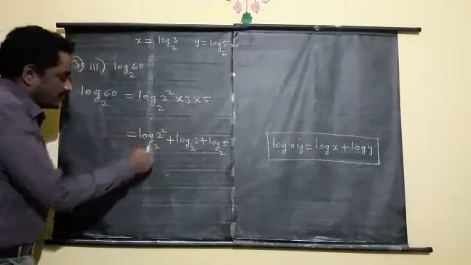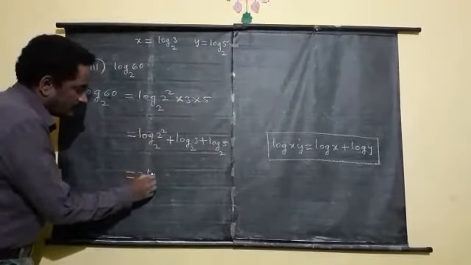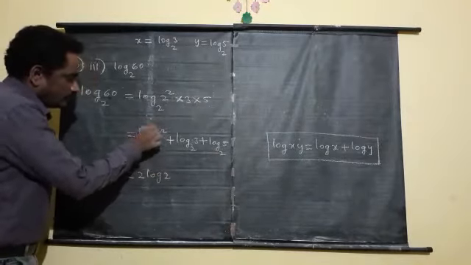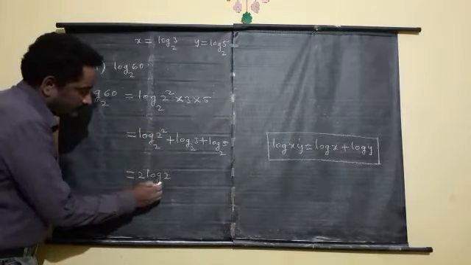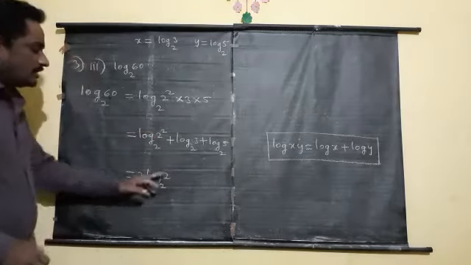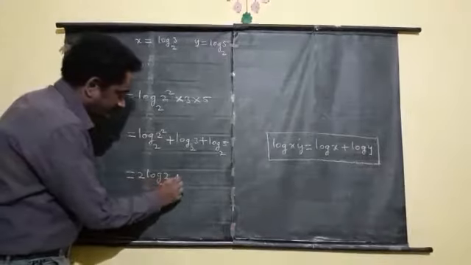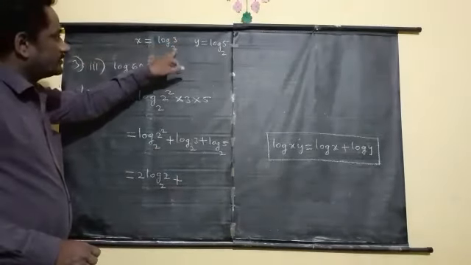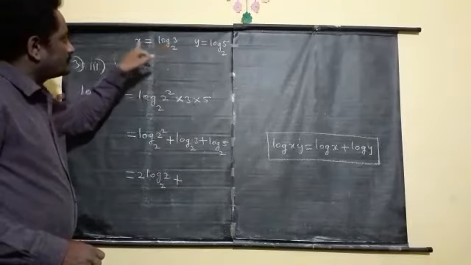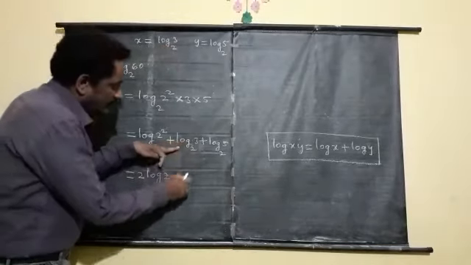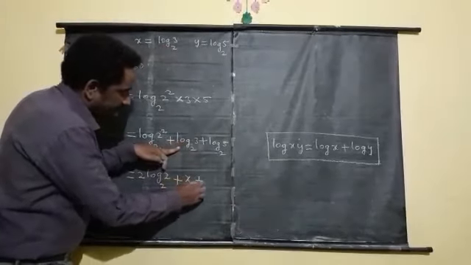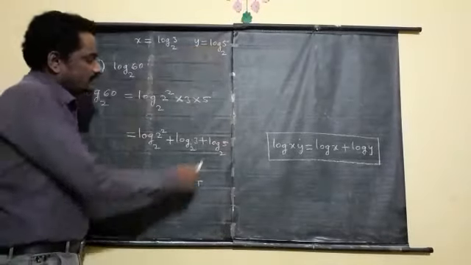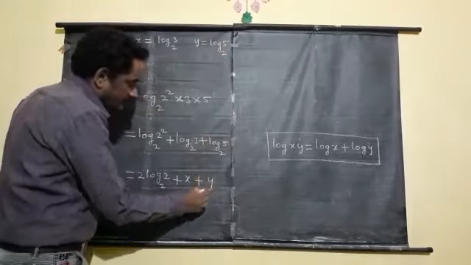Log 2 square we can write as 2 log 2. So 2 log 2 base 2 plus log 3 base 2. X is equal to log 3 base 2, given. So in place of log 3 base 2 we can write x. Log 5 base 2 is equal to what is given here? Log 5 base 2 is equal to y. So this term is equal to y.